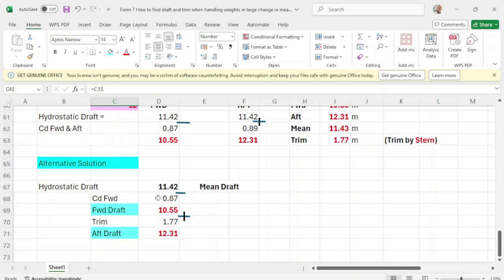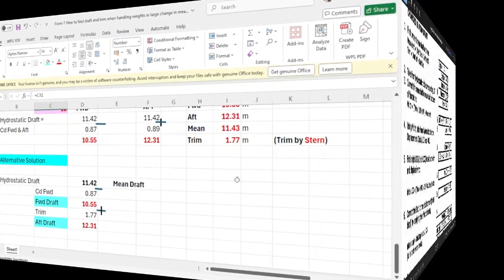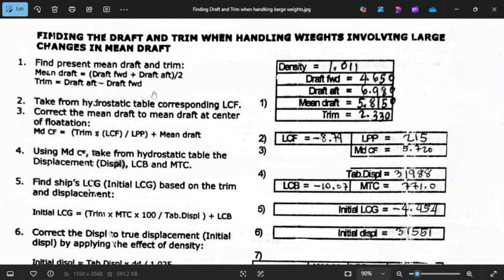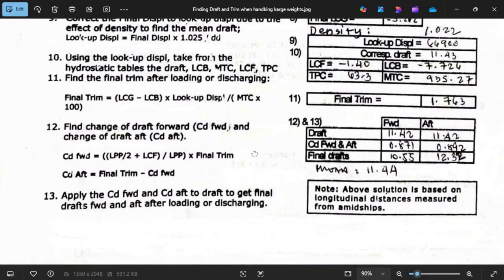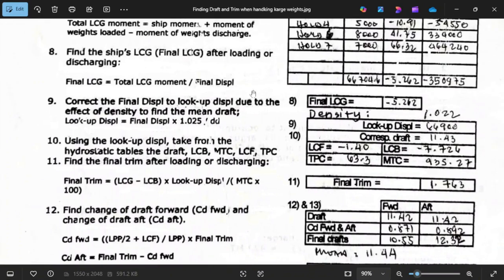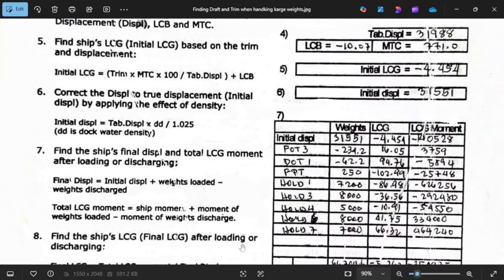And there's another solution here. From the hydrostatic table, your mean drop of 11.43, you subtract your change of drop forward of 0.87, your forward drop will be 10.55, plus you add your trim of 1.77, and your aft drop will be 12.31. If possible, I want you to follow these procedures from 1, 2, 3, 4, 5 until number 13. Okay, just read this one, guys, and follow what it says.